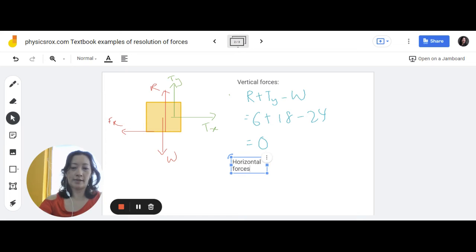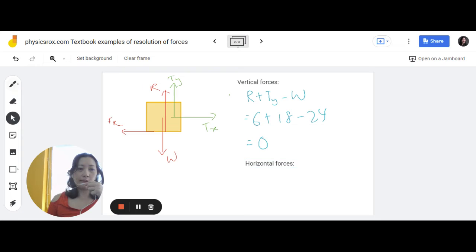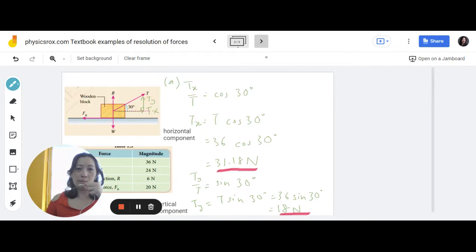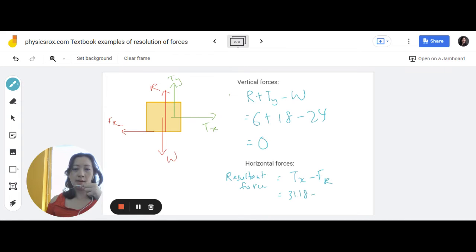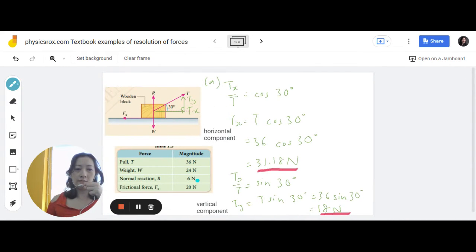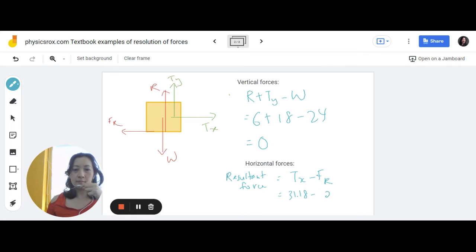Horizontal forces, let's solve it now. If we take going to the right as positive, the horizontal resultant force in this case should be Tx minus friction. And Tx, we already know it's 31.18. So it's 31.18 minus a friction of 20. And that's how we get 11.18 Newton to the right. So this is the resultant force.